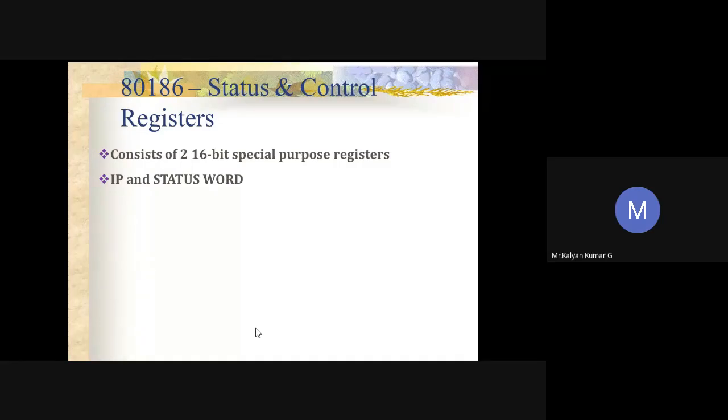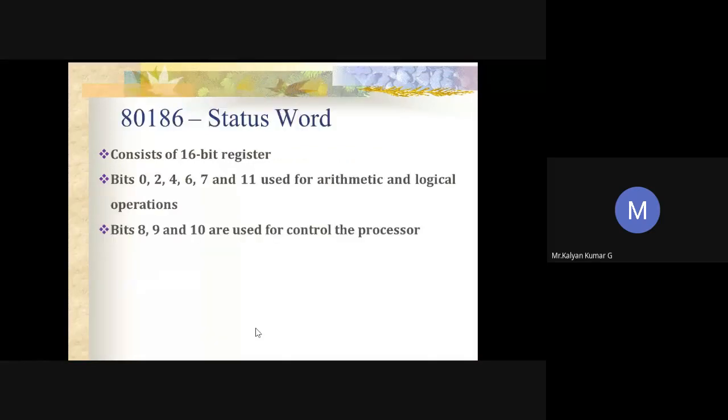One more thing we have to remember is that these registers, IP and status word, are also used to record, or sometimes even alter, different aspects of your 80186 processor state. For that purpose also we use these registers.